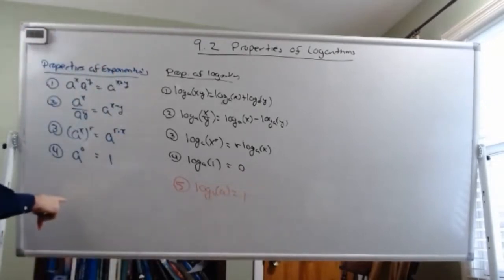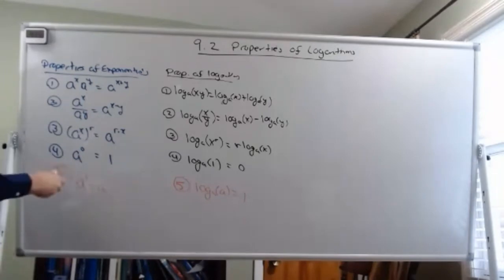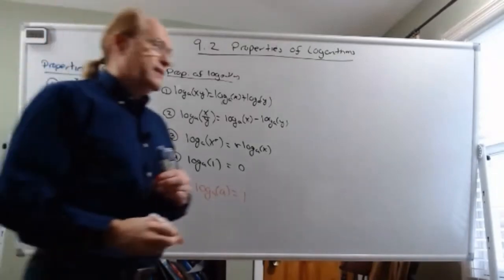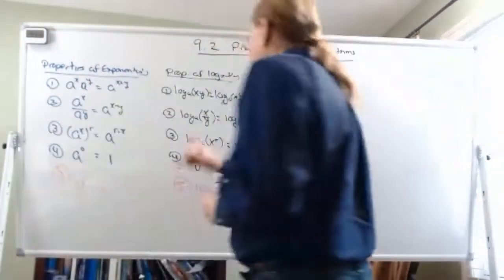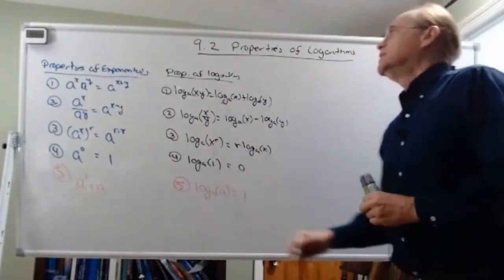Now, what would that correspond to over here? If I wanted to write a rule, that would just be, a to the first power is equal to a. But we don't have a special rule. You could write it there, but it's not necessary. But those are the rules that we will use frequently.